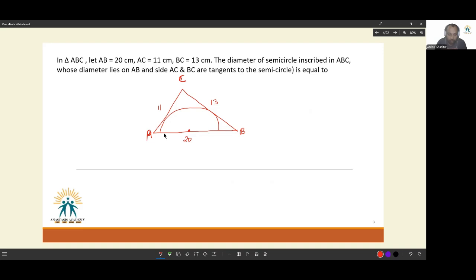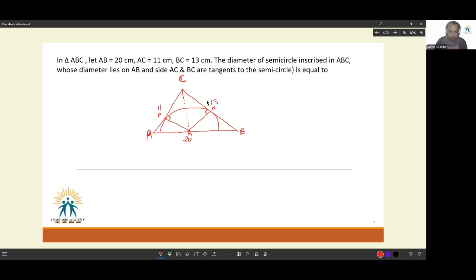Now we are looking for the diameter of this semicircle. Right now I'm calling this point M, and I'm connecting C to M. Now, given that BC is tangential, at this point M, N and P, these will be 90 degrees here. These will be 90 degrees here.